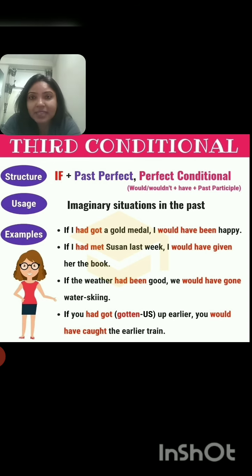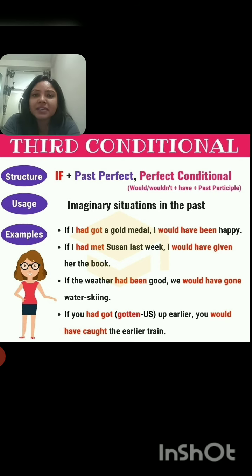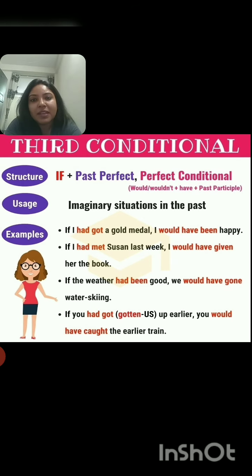Now we can see that the condition that has been mentioned in this sentence can never happen in the future. It is something that had also not happened in the past. So it is totally an imaginary situation that the speaker is talking about, and on the basis of that imaginary situation he is concluding a result also. So, third conditional sentence, we can say it refers to only the past.